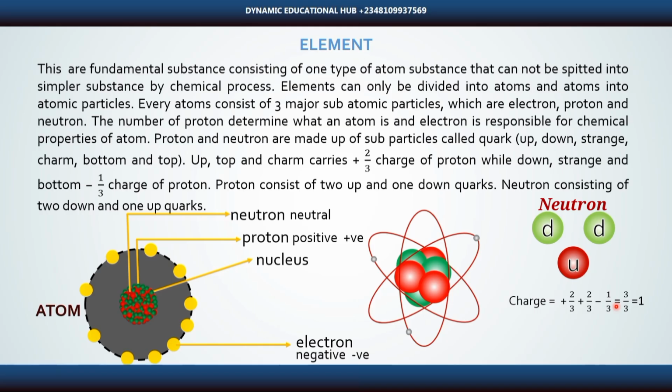For neutron, we are going to have something like this. We have 2 down quarks and 1 up quark. So when you put the charges there, down quark is -1/3. So you have -1/3 plus -1/3 plus 2/3. When you do that, you get 0/3, and at the end of the day, you get 0. So that is why the overall charge of neutron is 0.